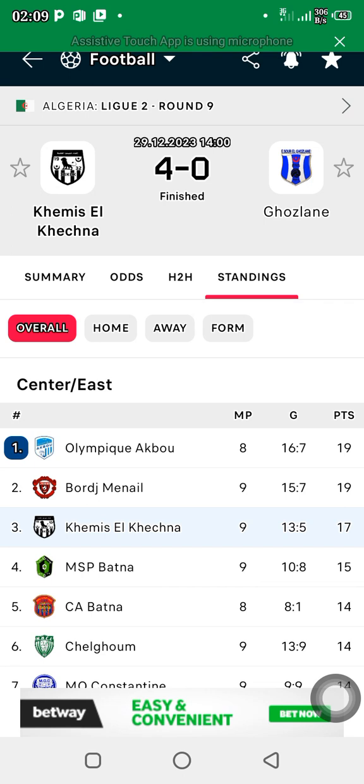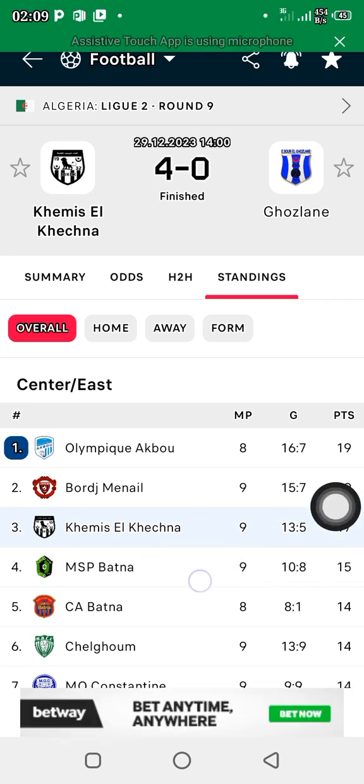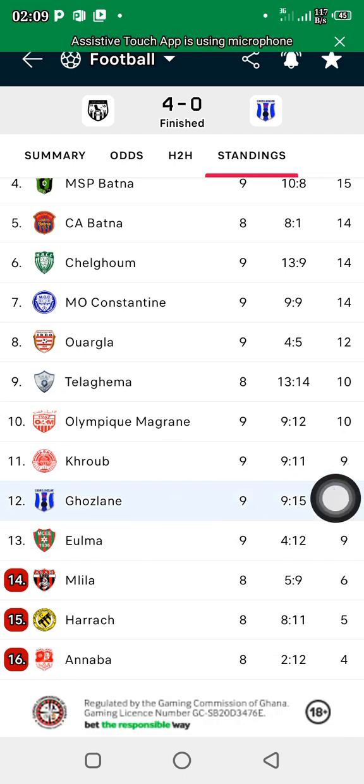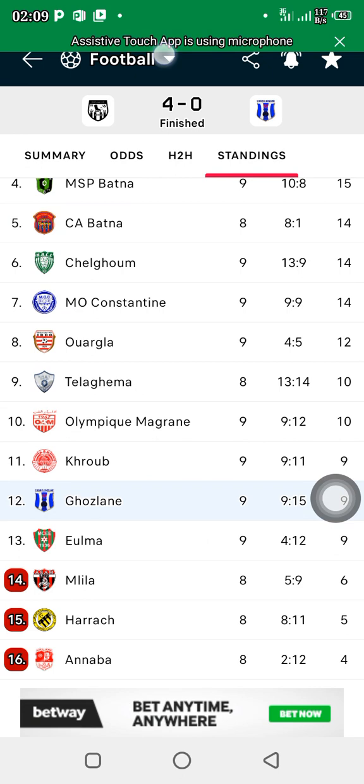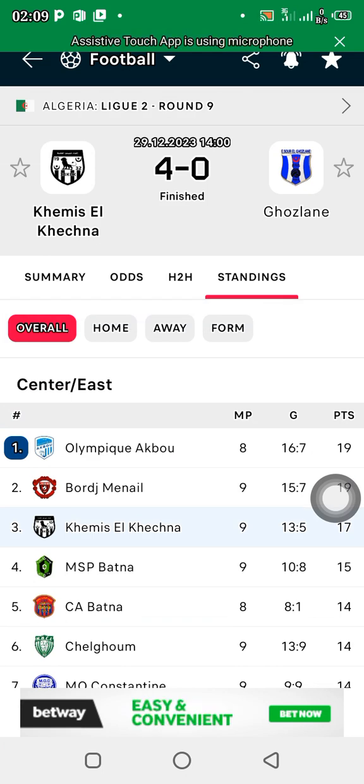So you look at the home team. The home team is standing at 3rd, and you check for the away team. The away team is standing at 12th. So what you now need to do is, the away team is standing at 12th, but it doesn't end there. It doesn't matter their position.